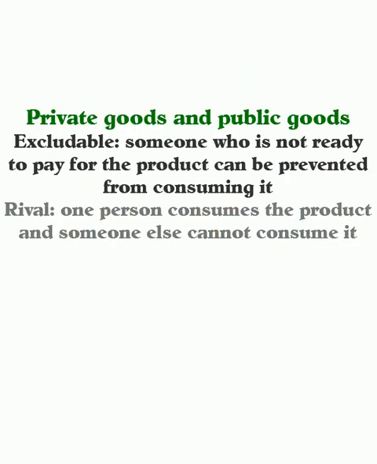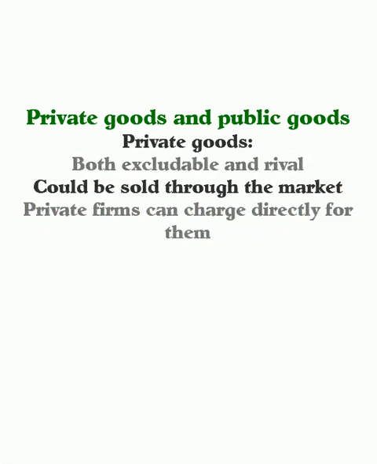Private goods and public goods. Excludable, someone who is not ready to pay for the product can be prevented from consuming it. Rival, one person consumes the product and someone else cannot consume it. Private goods, both excludable and rival. Could be sold through the market. Private firms can charge directly for them.